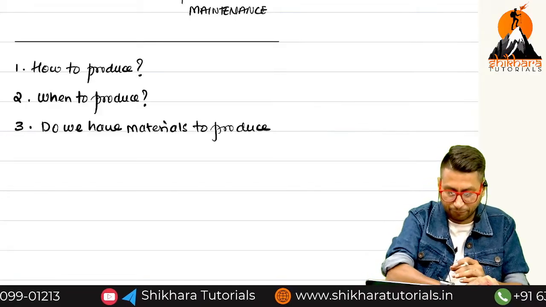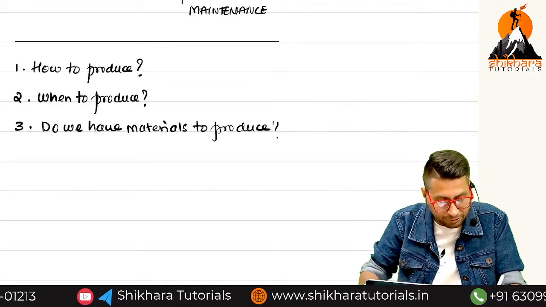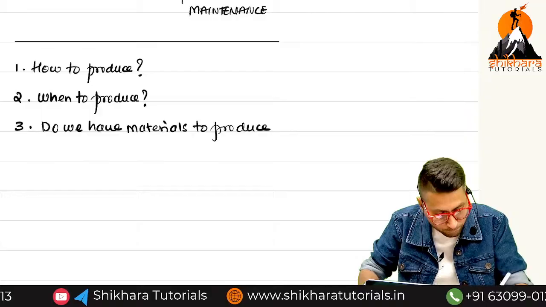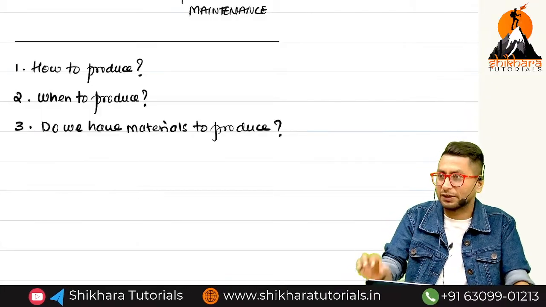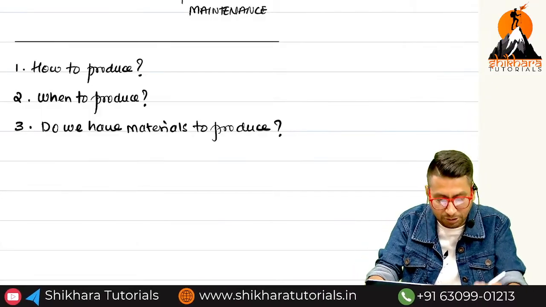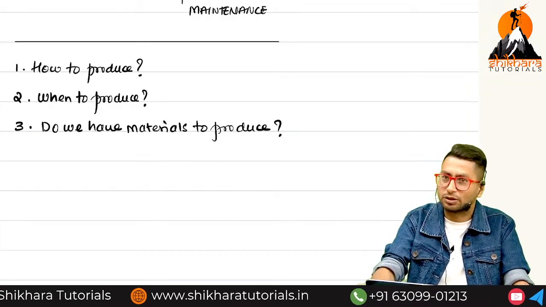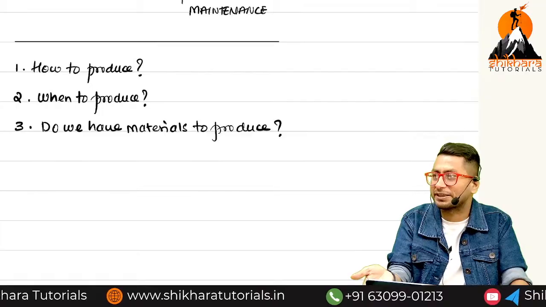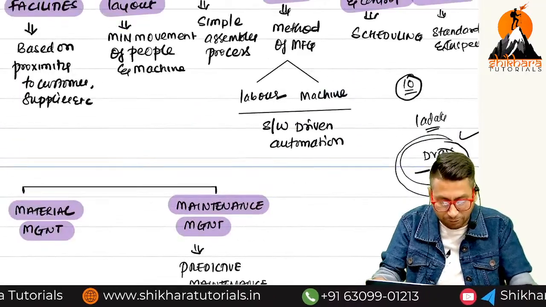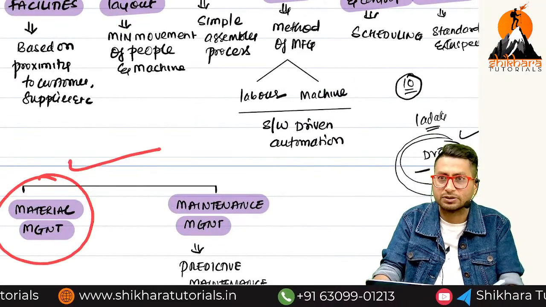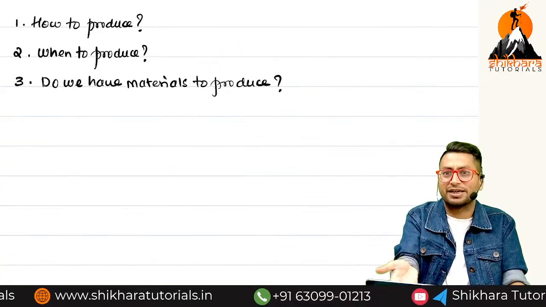Do we have materials to produce? Okay, if I want to manufacture one product, what should I do? What do I need basically? Raw materials. Do I have the raw materials or not? I will check. In case I don't have raw materials, then I will follow what? Same points, we are just writing in a different way.